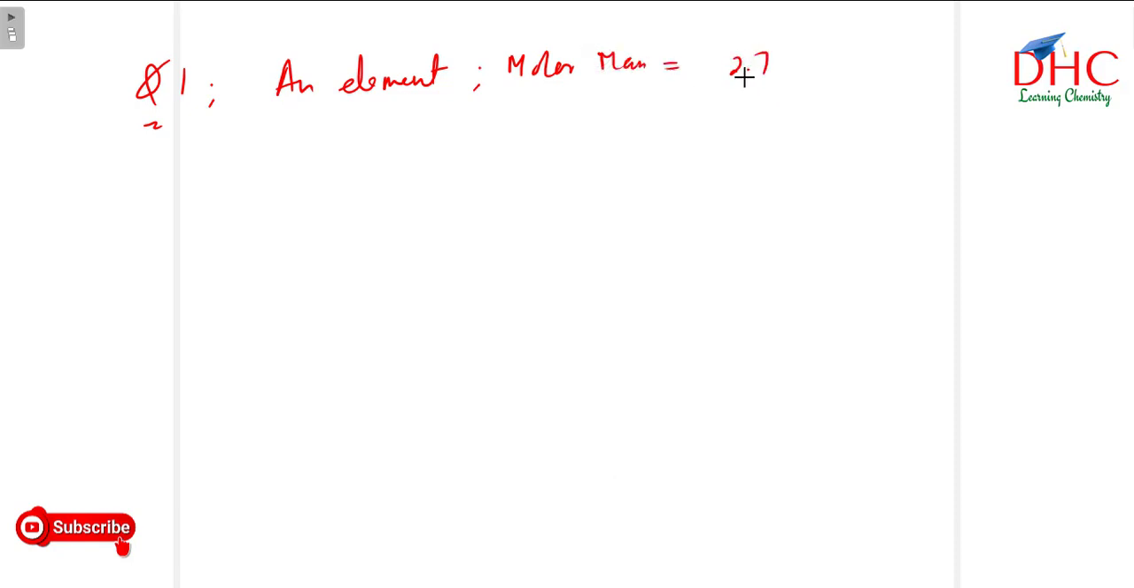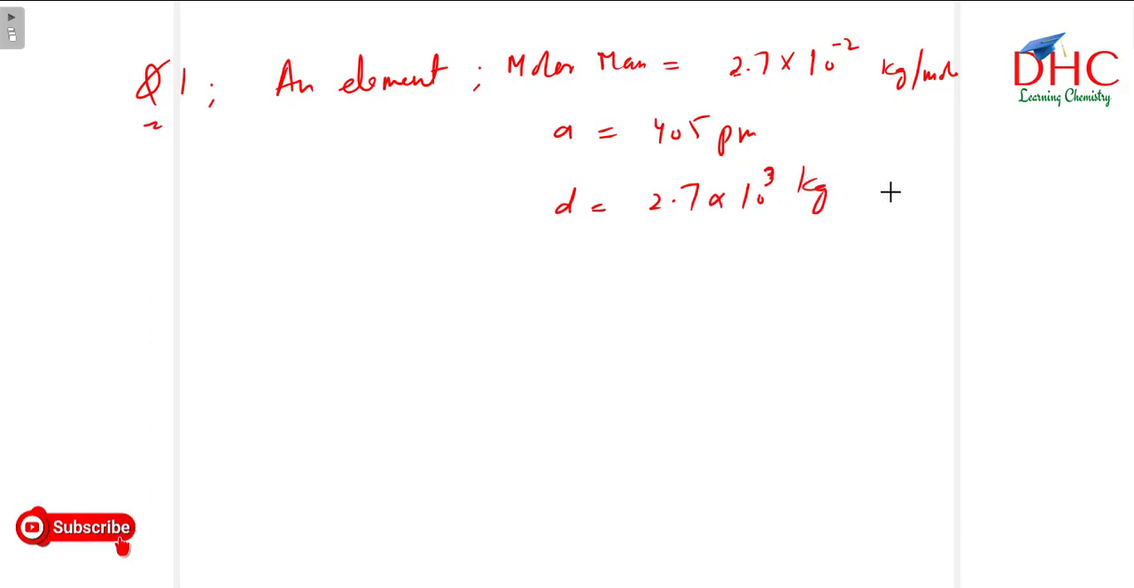That is 2.7 into 10 to power minus 2 kilograms per mole. Edge length is given, a, that is 405 picometers. You have to find it. And density is also given, that is equal to 2.7 into 10 to power 3 kilograms per meter cube.